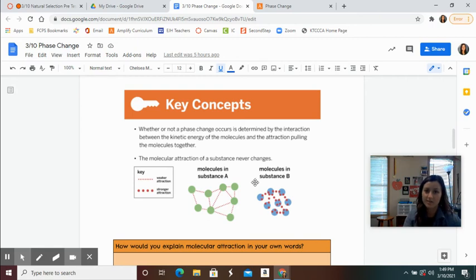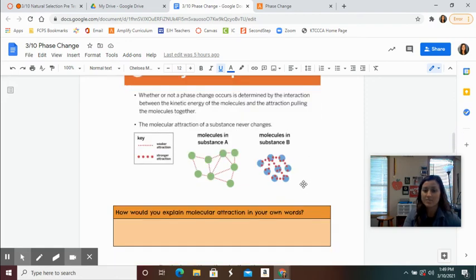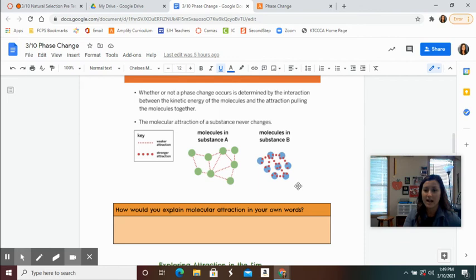And so we kind of learned that molecules are attracted to each other, and there's different levels of attraction. There's weak and high, and there's medium, and all different levels. And so we can see through this chart, molecules in substance A over here have a weaker attraction than these molecules in substance B. So we're going to kind of focus today, and we're going to use a simulation to figure out how these molecules are attracted and how that affects what happens with our phase change and our energy and all those things that we've been studying.